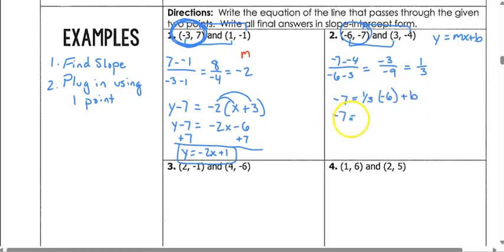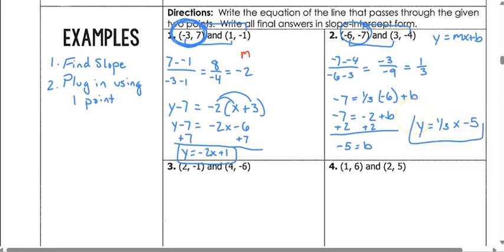All right, so 1/3 times -6 is going to be -2. So to get b by itself, I'm going to add 2 to both sides. So I now have -5 equals b. So my equation would be y equals 1/3 x minus 5. Okay, remember you can do it either way, point slope form or slope intercept form. I don't care, you'll get the same answer.